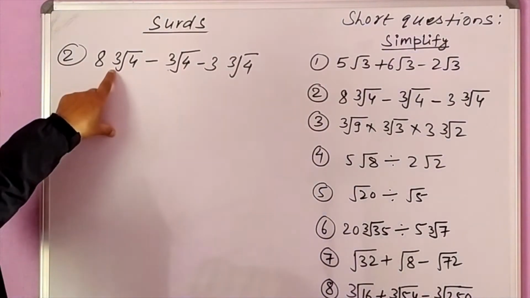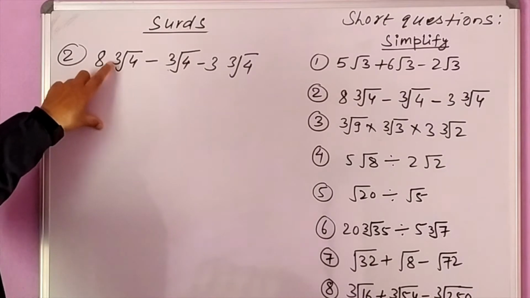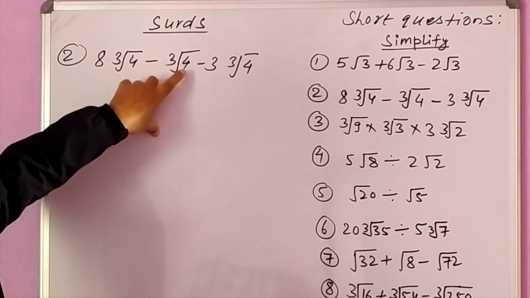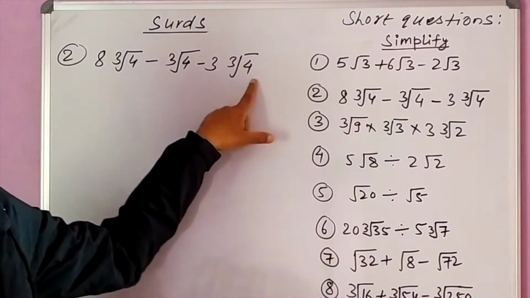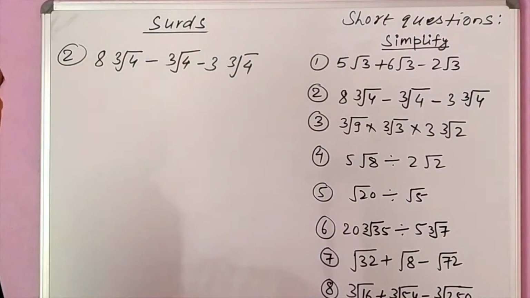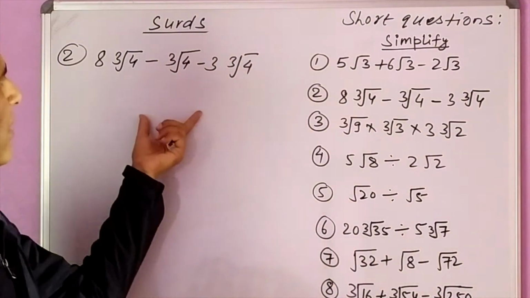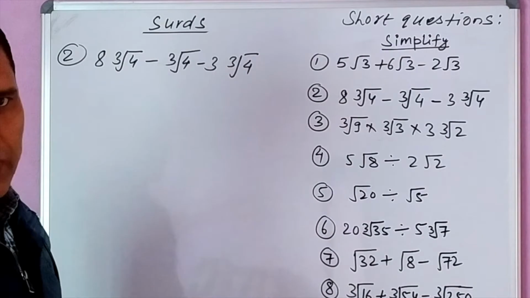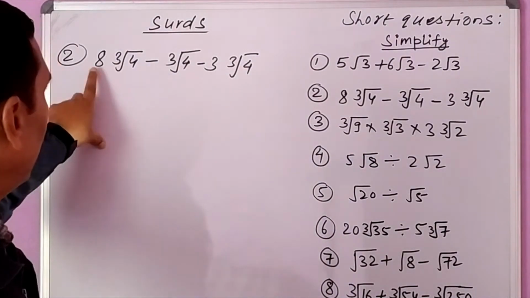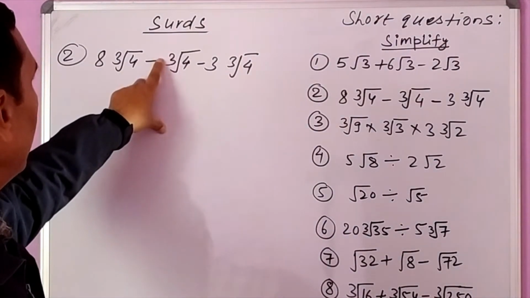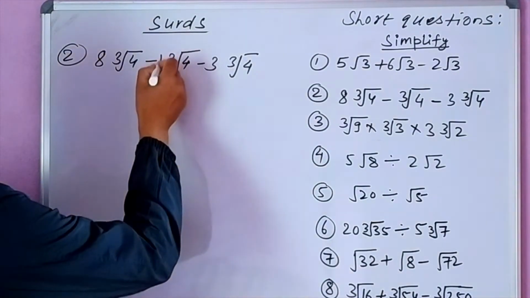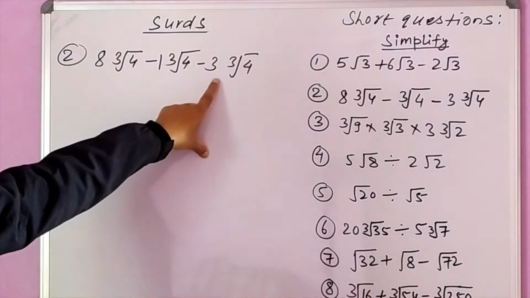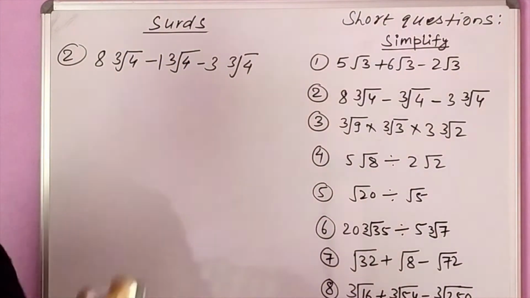Main thing is order of the surd and radicand. Order 3 radicand 4. Order 3 radicand 4. Order 3 radicand 4. In this condition, the simplification will be of the coefficient only. The coefficient of the first surd is 8, coefficient of second surd, if there is nothing, there is 1, and coefficient of third surd, there is 3.